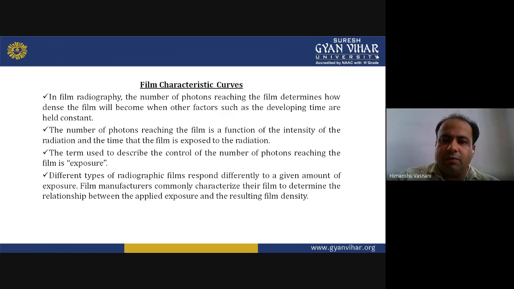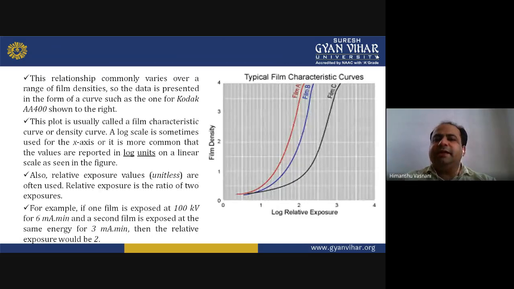Next, on the right side, you can see typical film characteristic curves. You can see three curves, film A, film B, film C, in red, blue, and black. On the horizontal axis, you have the logarithm of relative exposure, and on the vertical axis, you have film density. They have different values, with 0, 1, 2, 3, 4 on the vertical axis and also 0, 1, 2, 3, 4 on the horizontal axis.